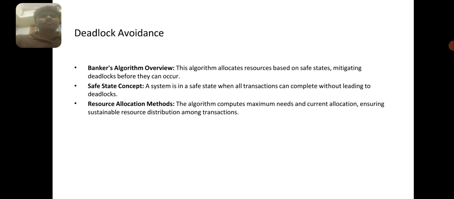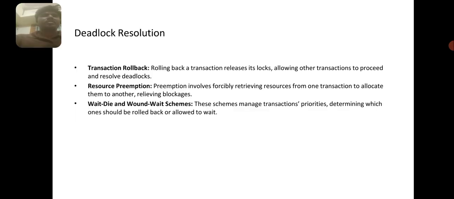Next is deadlock avoidance. For this algorithm we use the Banker's algorithm. This algorithm allocates resources in a safe state, mitigating deadlock before it can occur. On the safe state concept: a system is in a safe state when all transactions can complete without leading to deadlocks. On the resource allocation method: this algorithm computes the maximum needs and current allocation, ensuring sustainable resource distribution among the transactions.